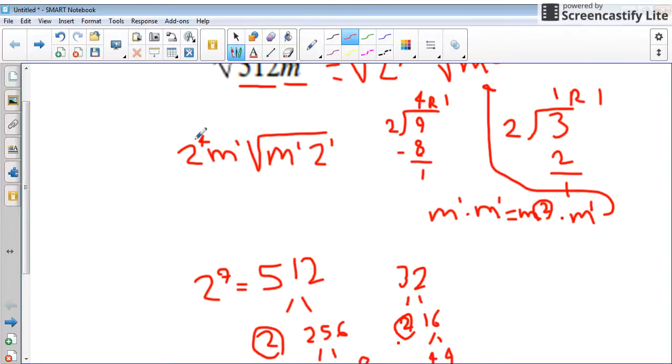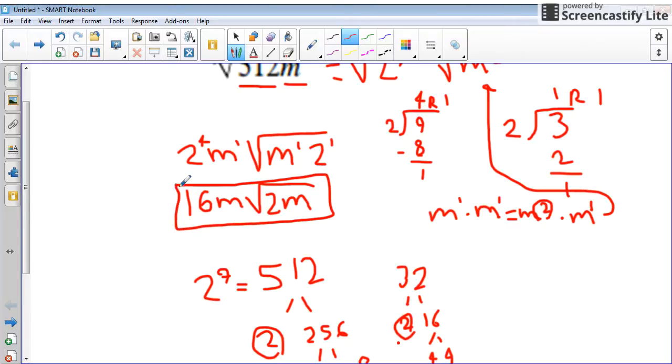Now we're going to simplify this a little bit. 2 to the 4th is 2 times 2 times 2 times 2, which is 16. So you get 16m radical, and I'm going to rearrange this 2m, and I don't need all those 1's because anything to the first power is just that thing. That's a lot of work, but that is the solution to number 4, 16m radical 2m.